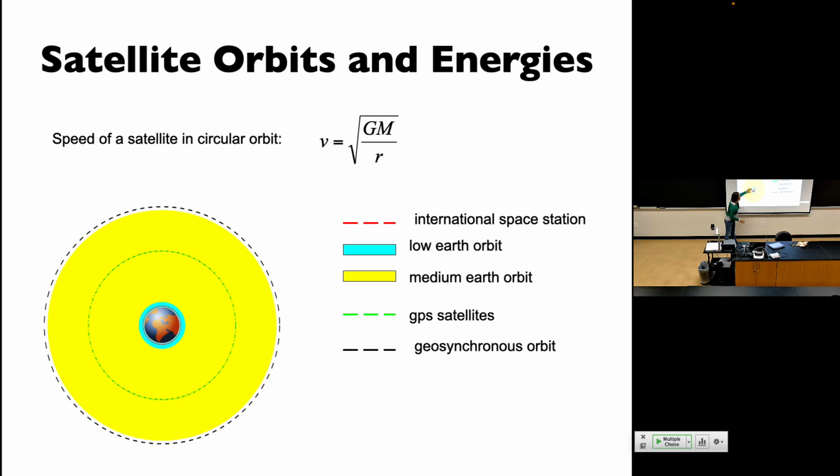And then medium Earth orbit is this yellow area over here. This is where the GPS satellites hang out, so they're moving a little bit slower. This is where geosynchronous orbit is. It's outside of medium Earth orbit. And then out here, there's not much stuff because you start getting towards infinity and it's harder for things to stay in orbit after that, okay?